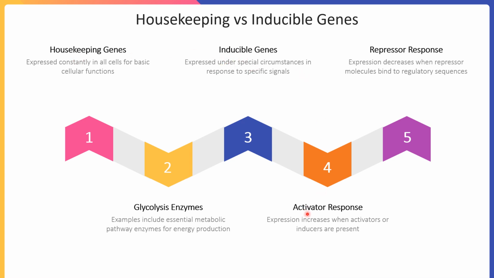And the next thing is, what is activator and repressor response? When the expression increases, that is known as activation. The inducers increase the expression, so they are known as activators. Whereas if they decrease the expression of the gene, then they are known as repressors. Things which are increasing the expression are activators. Things which are decreasing the genetic expression are repressors.